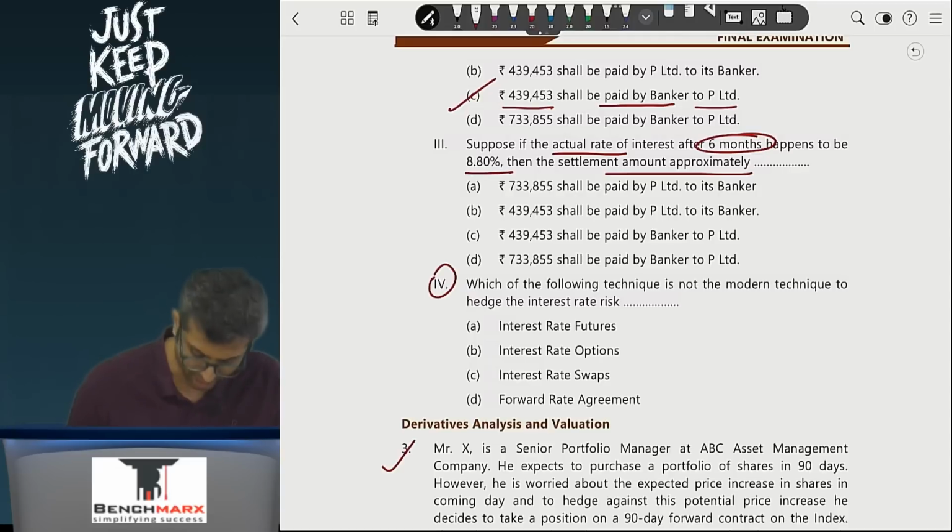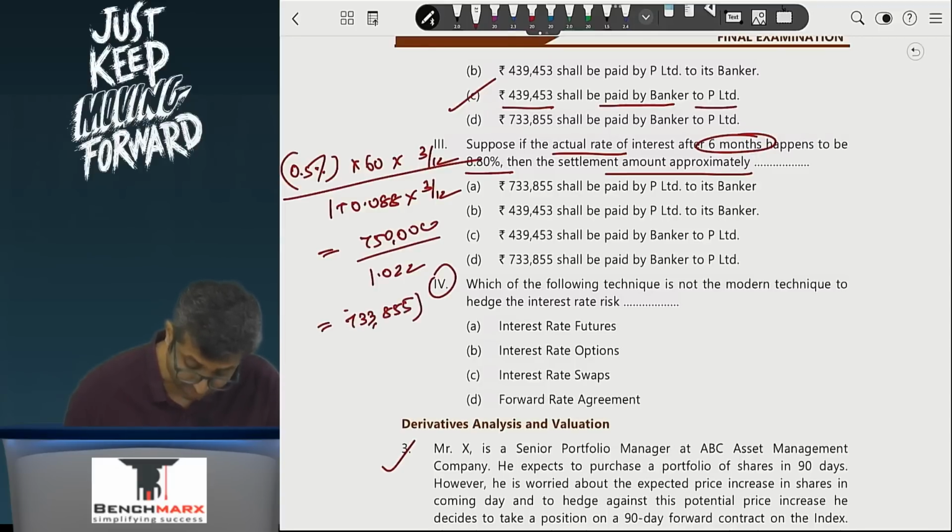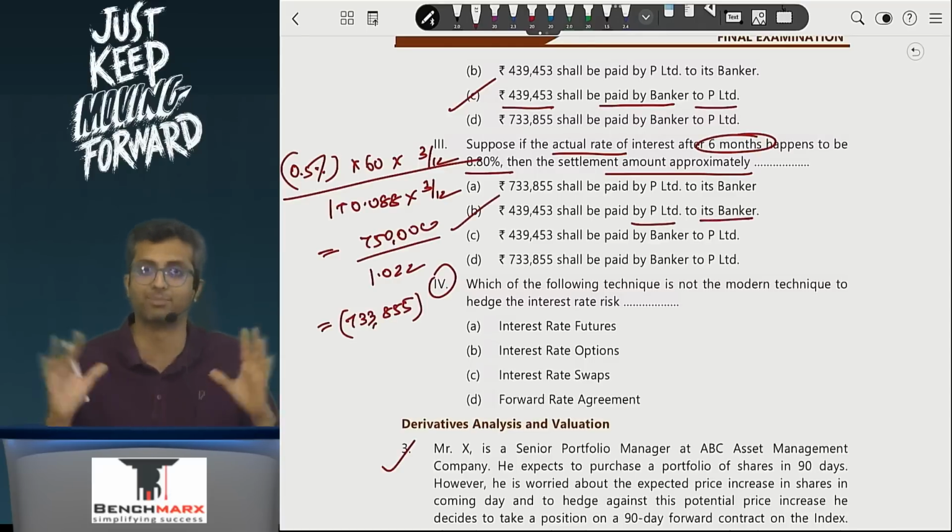9.3 minus 8.8, 0.5% negative, this is a loss, into 60 crores, again into 3 by 12, upon 1 plus 0.088 into 3 by 12. So if I do this working, maybe this is 7,50,000 upon 1.022, which will come to 733,855, but this is paid by P to the banker. So answer should ideally be B as in Bhavik.